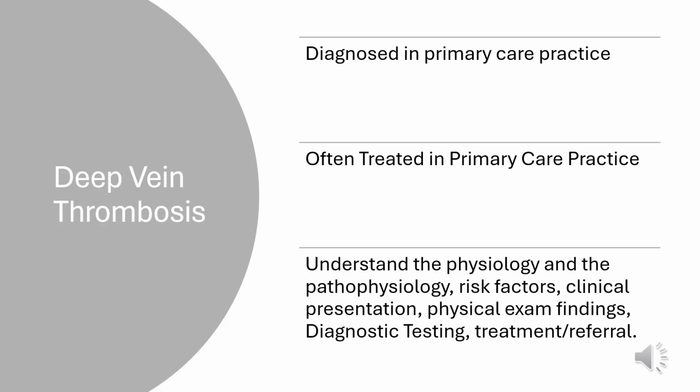It has to do with where you're working, and also if you have a collaborating or delegating physician, their opinion on this. In states where you do have a delegating physician, it's really important to share this information with them and collaborate with them on a DVT to decide whether to admit them to the hospital or to manage it outpatient. Because you're going to see this in primary care, you want to understand the physiology, the pathophysiology, the risk factors, clinical presentation, physical exam findings, diagnostic testing, treatment, and referral.